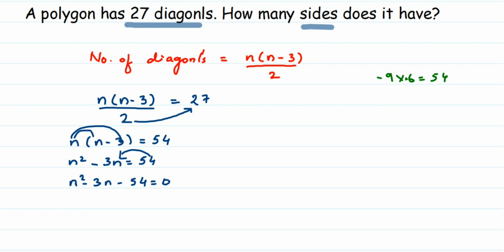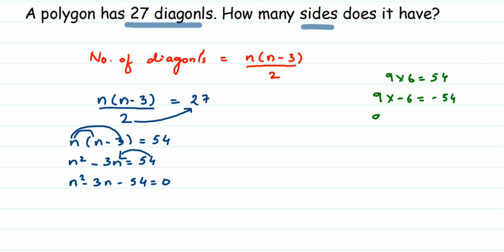But I want minus 54. So both numbers cannot be negative. So one number is negative here. Now suppose 6 is negative, that is 9 into minus 6 is equal to minus 54. So this is okay. So when I add them or subtract them, suppose I'm adding them.